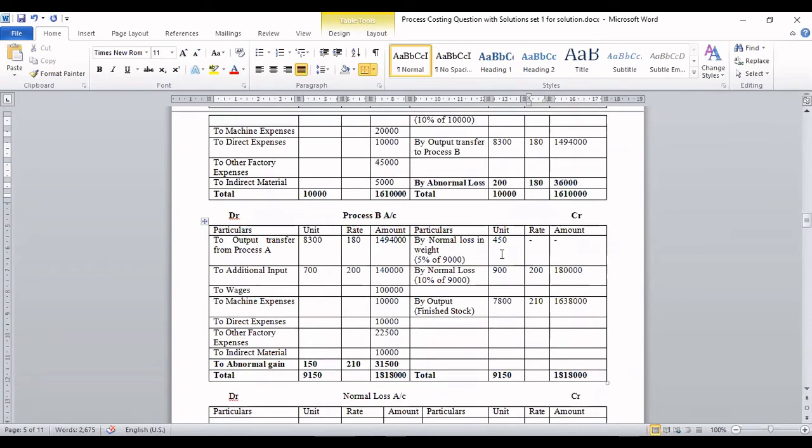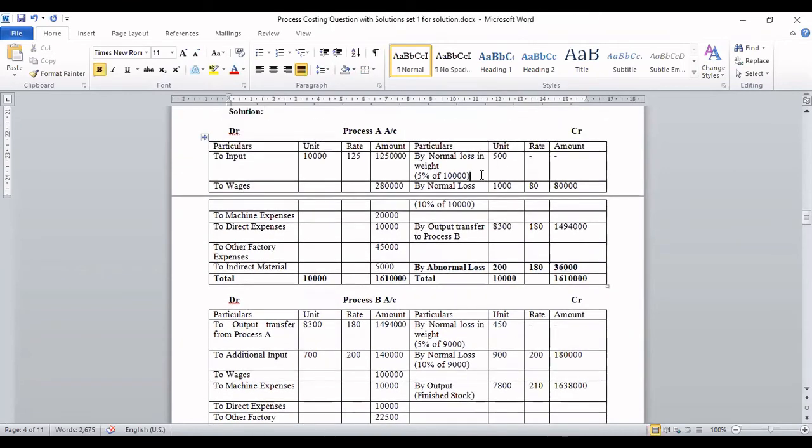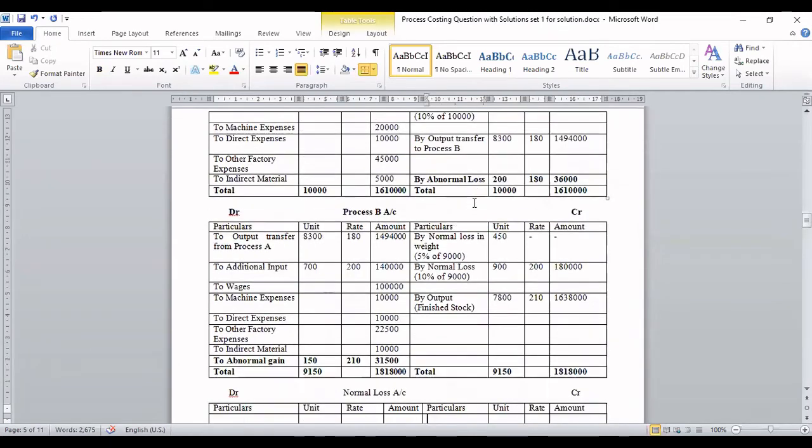Here, remember one important thing, bacha, that normal weight loss, we are not going to record anywhere, correct? Because we are not getting any return. Normal loss account will be recorded only with the scrap items, correct, beta? Yes, sir. So, for process A and process B, normal loss is appearing on the credit side. So, when you record in the normal loss account, it will appear on the debit side. Yes or no?